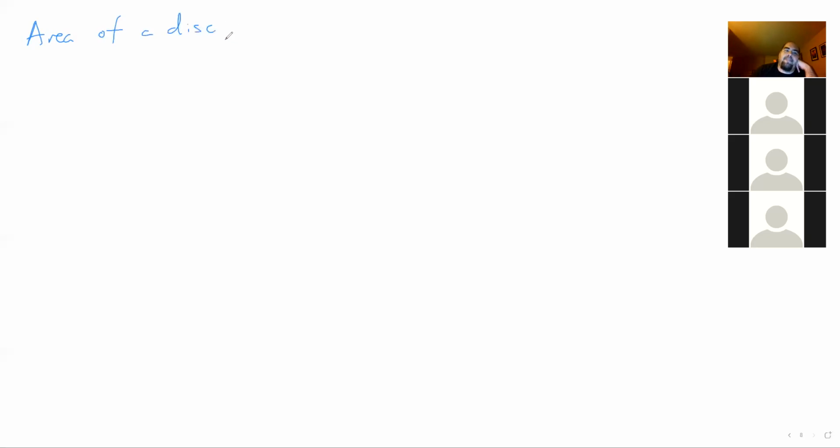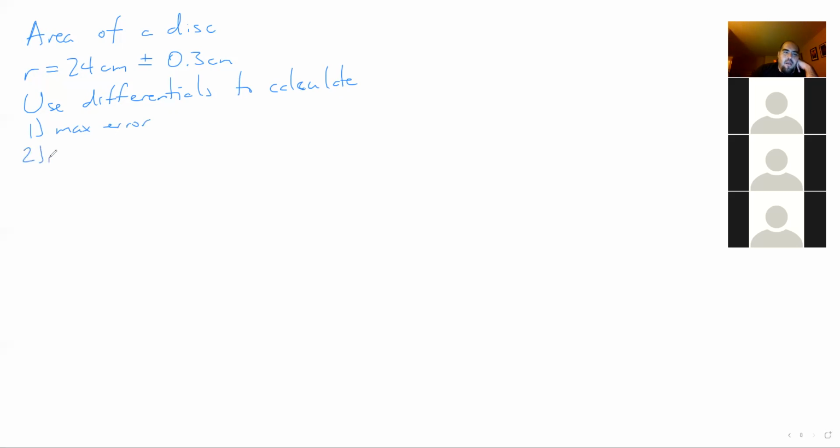All right. So the radius of a circular disk is given at 24 centimeters with maximum error in measurement of 0.3 centimeters. Use differentials to estimate the following, which is max error calculated and then relative error. Use differentials to calculate max error and max relative error.